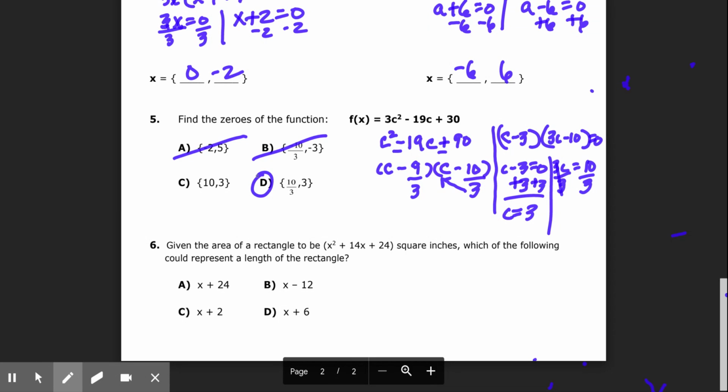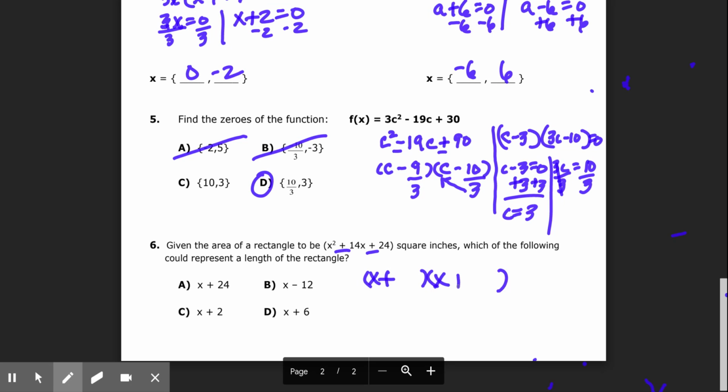Number 6, given the area of a rectangle is to be x squared plus 14x plus 24 square inches, which of the following represent a length of the rectangle? Oh, all we're going to do is factor this. Since that's a plus, tells you they're going to be the same. That tells you what they're both going to be.